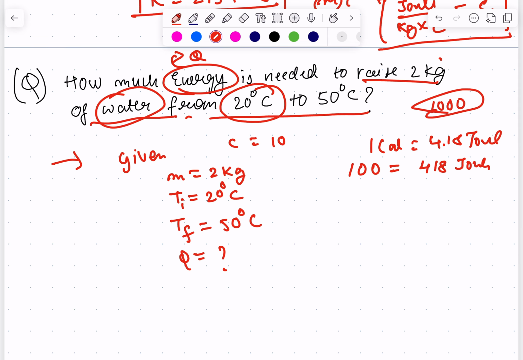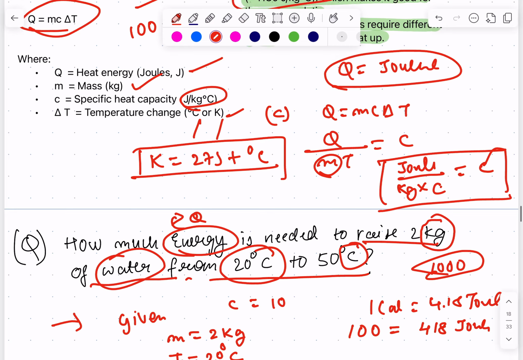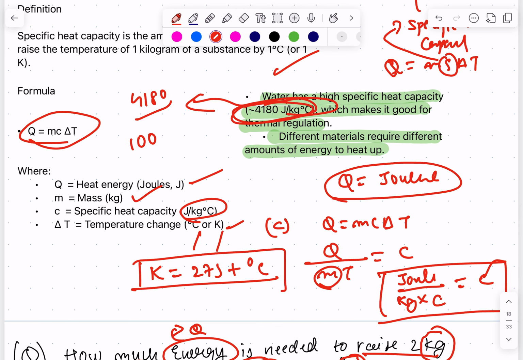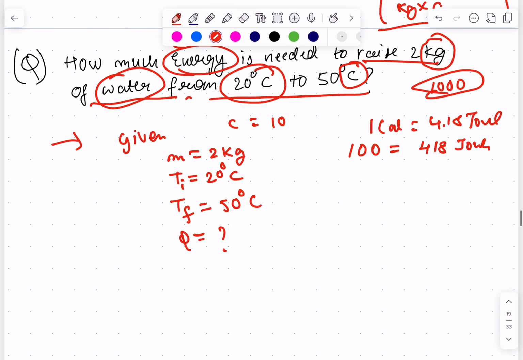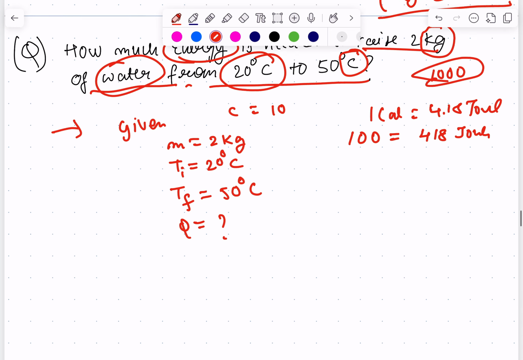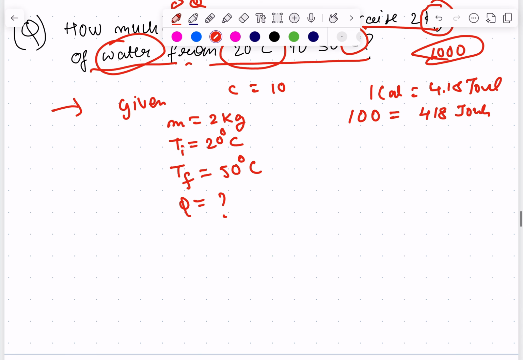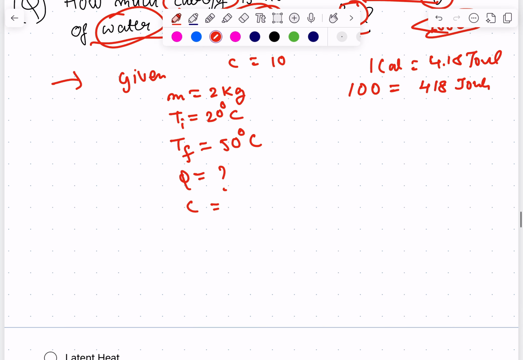Okay, so they have given us mass in kg and temperature in Celsius. Since this is given in kg and Celsius, we are going to use 4180. And if they would have told us to use calories, then we would use a different value. But now we will be using specific heat capacity as 4180 joule per kg degree Celsius.